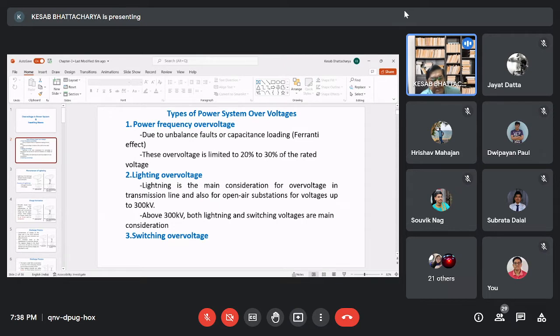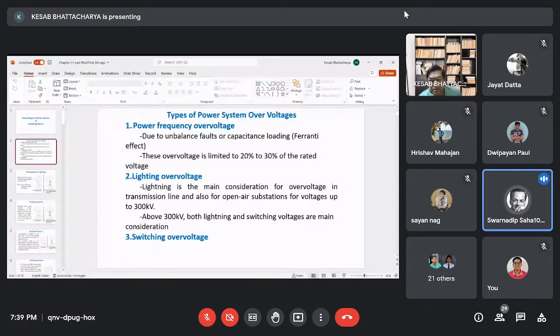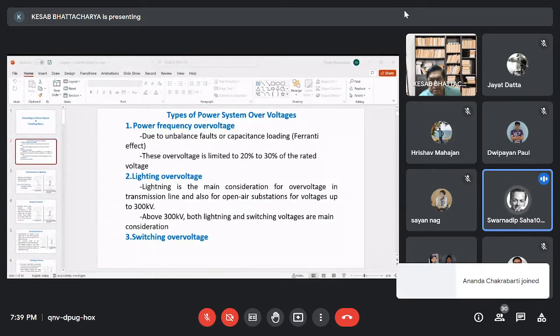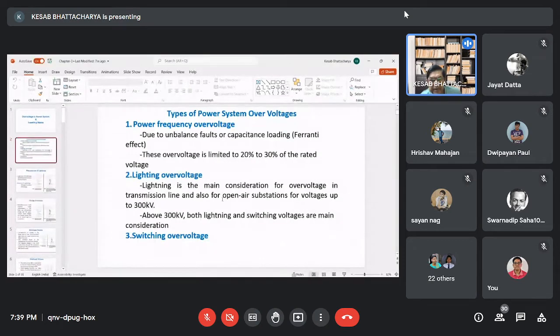I think you have already studied the Ferranti effect. Can anybody say what is the Ferranti effect? The receiving end voltage is greater than the sending end voltage. Yes, but how and why? In the low load condition, or the lightly loaded condition, due to the presence of shunt capacitance, the receiving end voltage will be greater than the sending end voltage. Okay, so that is the Ferranti effect. But whatever may be the reason, it has been observed that the power frequency overvoltage is limited to 20 to 30% of the rated voltage.